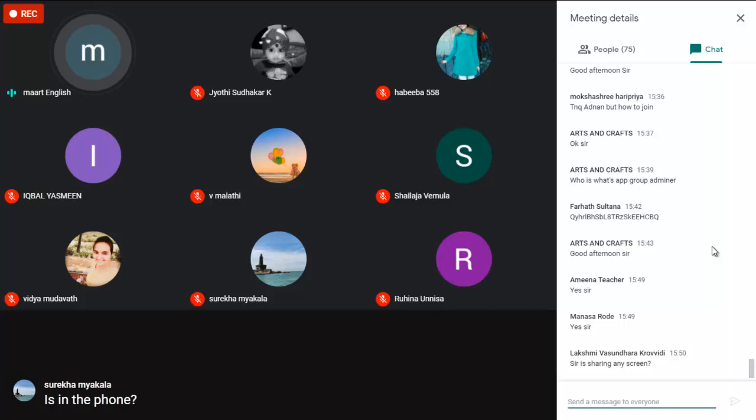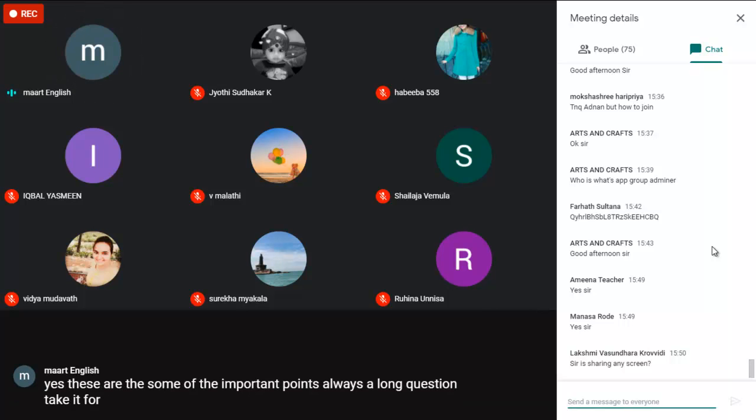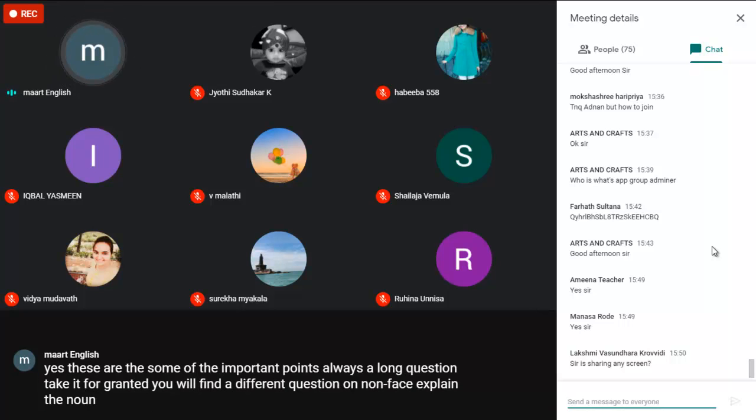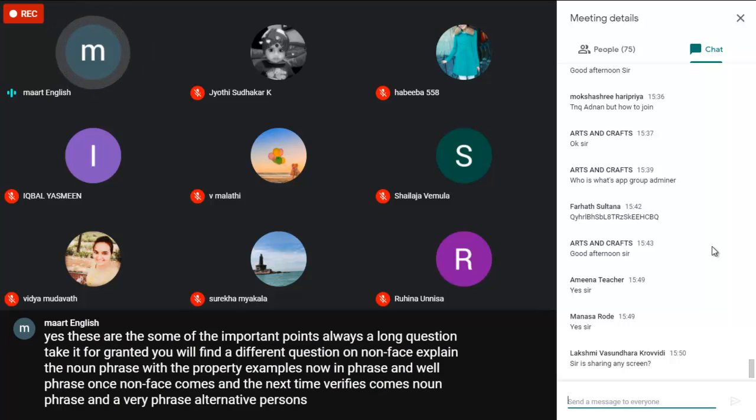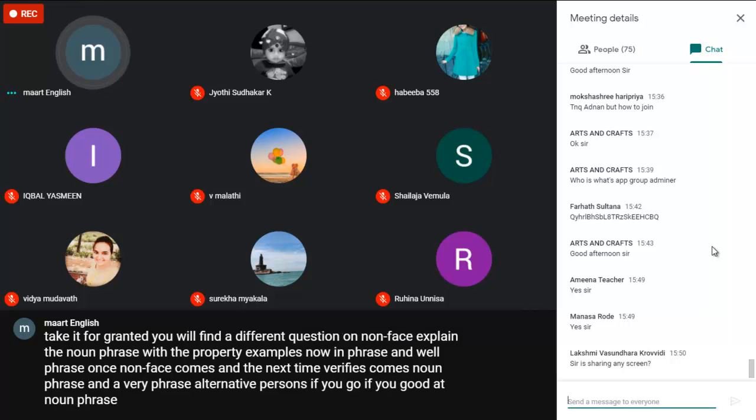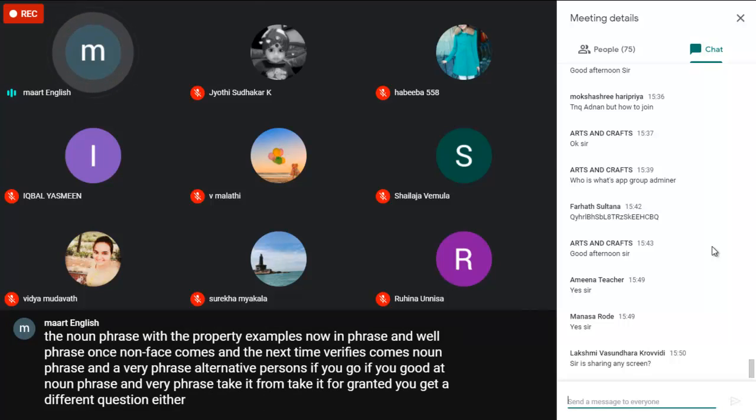Yes, these are some of the important points. Always a long question, take it for granted. You will find a definite question on noun phrase: explain the noun phrase with appropriate examples. Noun phrase and verb phrase, once noun phrase comes and the next time verb phrase comes. They are alternative questions. If you're good at noun phrase and verb phrase, take it for granted, you will get a definite question, either noun phrase or verb phrase.